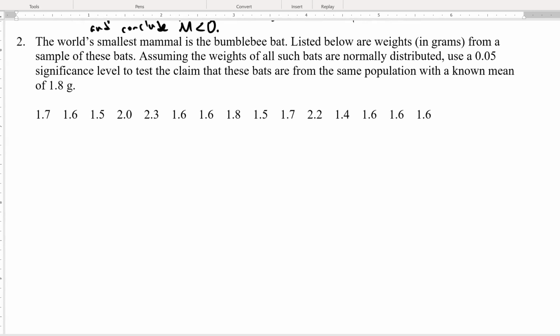World's smallest mammal is a bumblebee bat. Listed below are the weights in grams from a sample of these bats. Assuming the weights of all bats are normally distributed, use a 0.05 significance level to test the claim that these bats are from the same population with a known mean of 1.8. Alright, so we have 0.05 significance level. That would be our alpha. We have a known mean, so this would be a claim. And we want to see if these bats differ. So do me a favor, take some time. If you need to pause this, you can. Type all this into A.